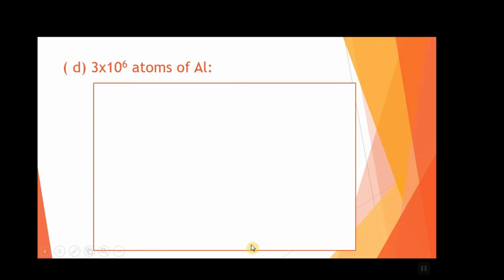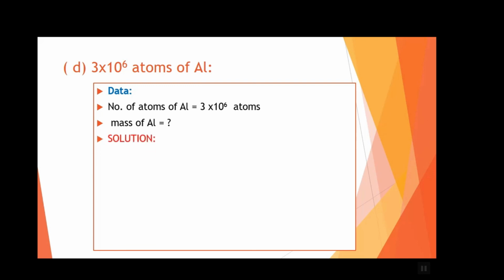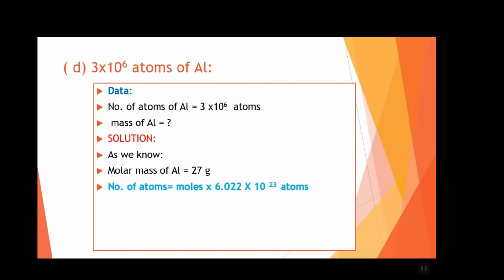Now next, part D, that is our final part, 3 exponent 6 atoms of aluminum. Yes students, see our data. Number of atoms of aluminum is equal to 3 exponent 6 atoms, and mass of aluminum we don't know. So solution, as we know, molar mass of aluminum is 27 gram. Students, atomic mass of aluminum is 27 AMU, while the molar mass of aluminum is 27 gram.